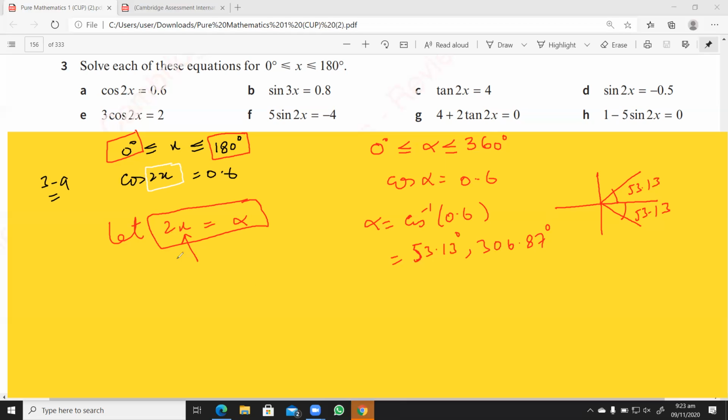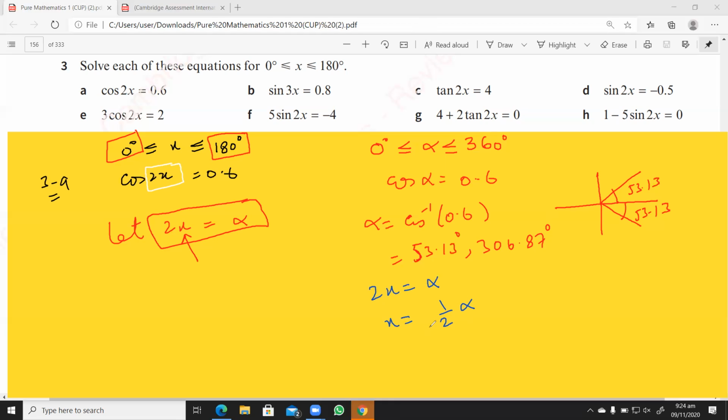We were actually trying to find the value of x. So we should go back to this equation, and since 2x was equal to alpha, now x is going to be half alpha. Many of you forget to find the values of x. You just stop your working once you have got the value of alpha.